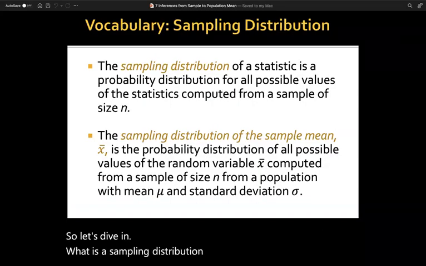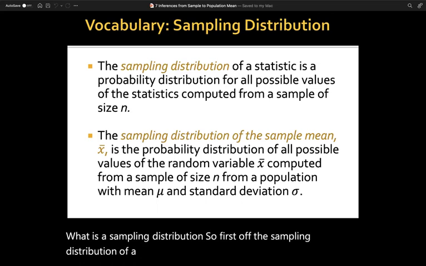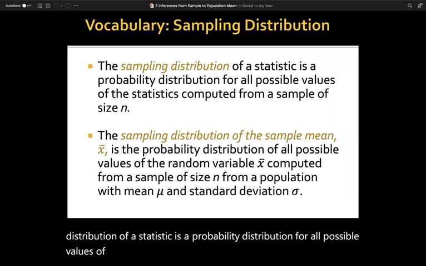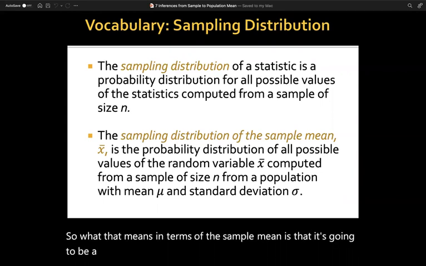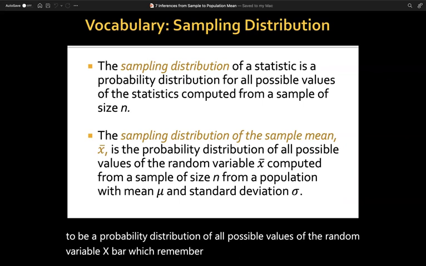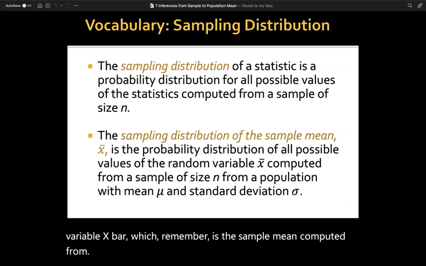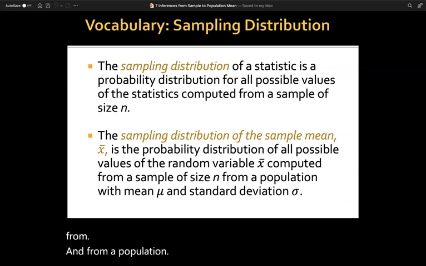So first off, the sampling distribution of a statistic is a probability distribution for all possible values of the statistic computed from a sample of size n. So what that means in terms of the sample mean is that it's going to be a probability distribution of all possible values of the random variable x bar, which remember is the sample mean, computed from n from a population. And the population has a mean and a standard deviation that's known.